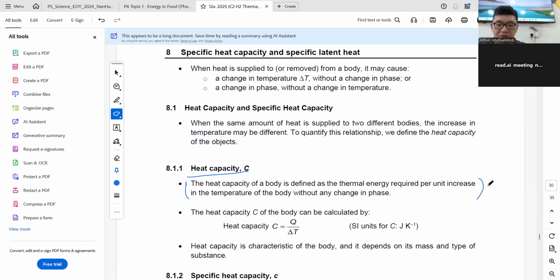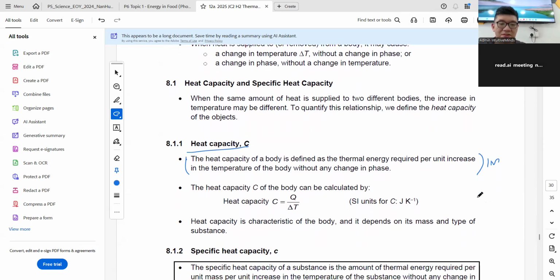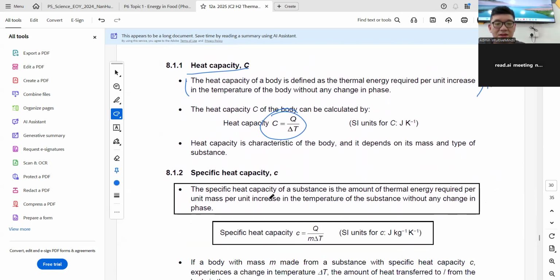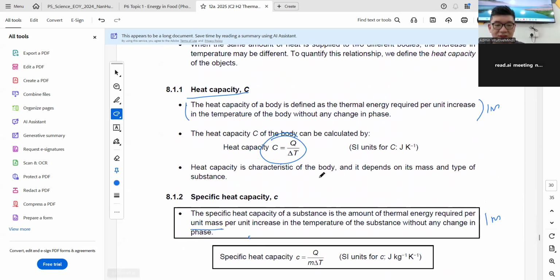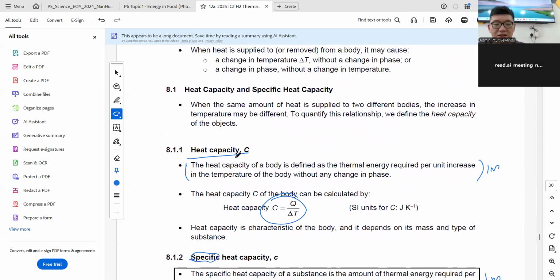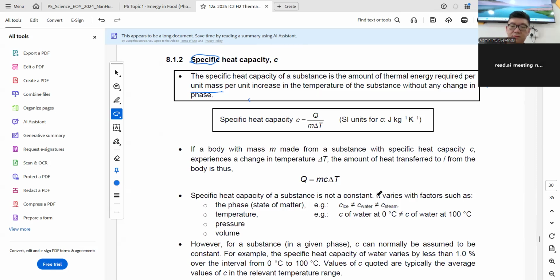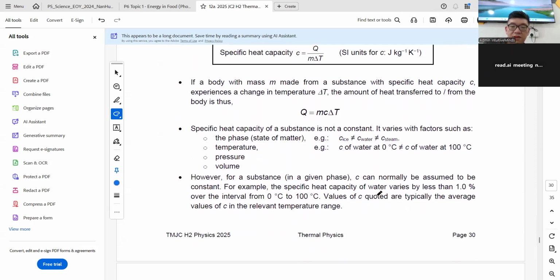This is a good 1 mark definition. So make sure you memorize that. And then the formula is similar to your O-level definition. Then this one as well. The difference is per unit mass for specific. So if you see specific, it is per unit mass. If you see heat capacity only, it's not per unit mass. It's based on the whole body. Okay. This one you can read.